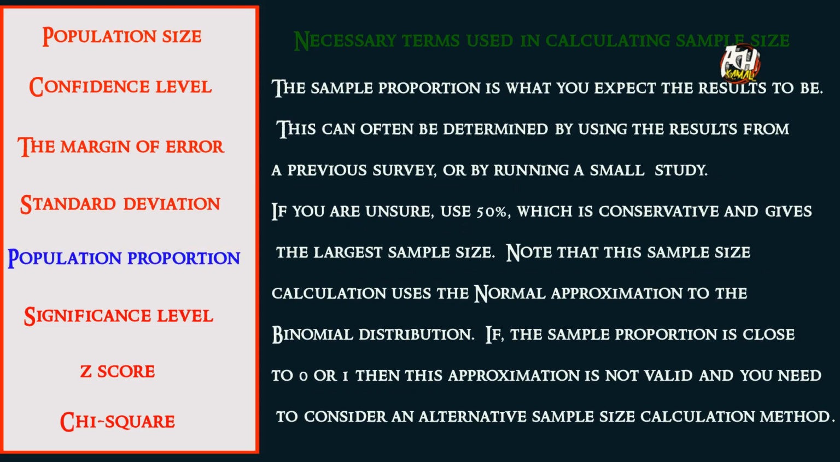Population proportion. The proportion is what the researcher expected the results to be, and it can be determined by using the results of previous studies or another survey. If you are unsure, just use 50% as a conservative percentage, which gives the largest sample size. If the population proportion is close to 0 or 1, then this approximation is not valid.